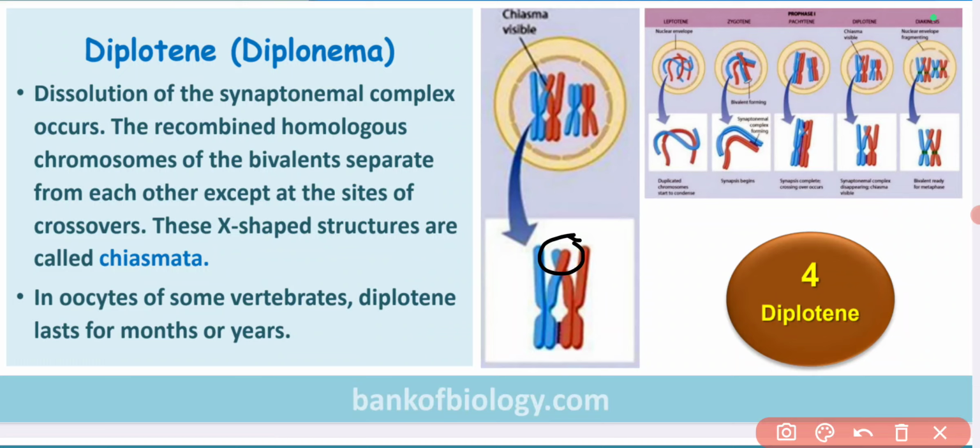Okay, this structure is called chiasmata. It's an X-shaped structure. In oocytes of some vertebrates, diplotene lasts for months or years.